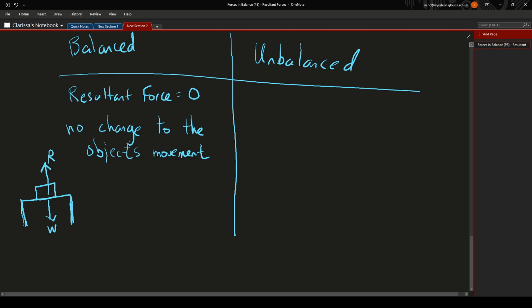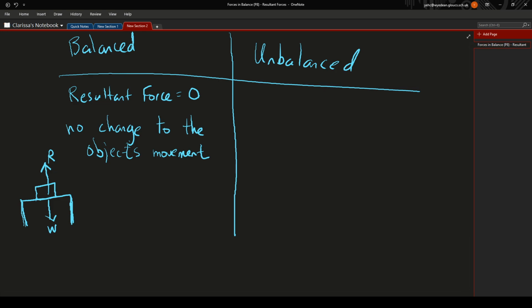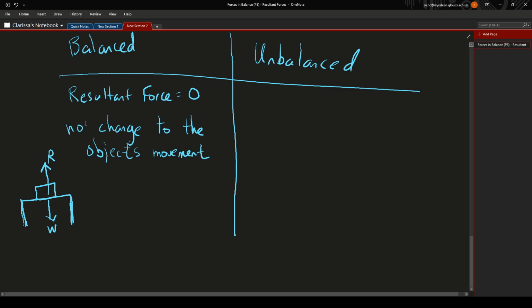So anytime that you see something that is not moving, like your drink on the table, your books on the desk, whatever the case may be, anything that's not moving, you can know for certain that the resultant force is 0, because all of the forces acting on that object are balanced.